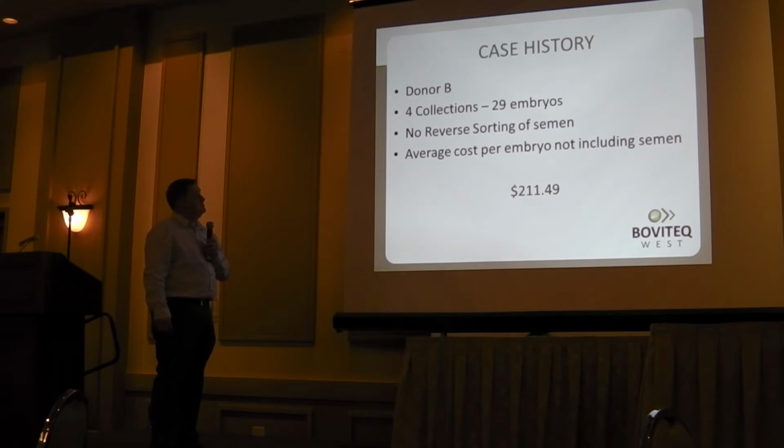Donor B was a maiden heifer, 15 months old. She did 4 collections with us and produced 29 embryos. Again, no reverse sorting of semen. The average cost per embryo, not including semen, was $211.49.